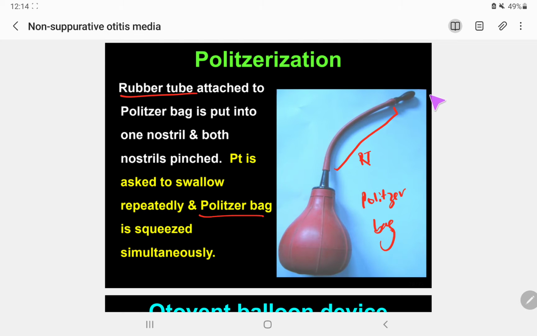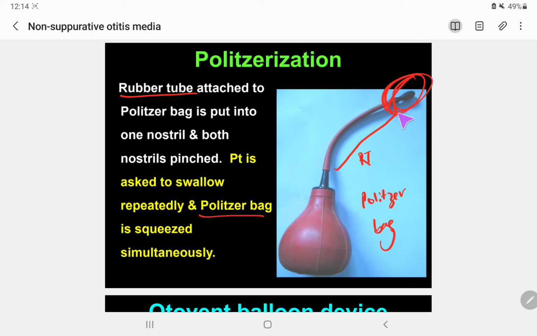Rubber tube is put into the nostril. So this is the patient's nose, one nostril, and there is another. Okay, that was a very wrong photo. Okay, this one. Suppose this is a nostril, right?